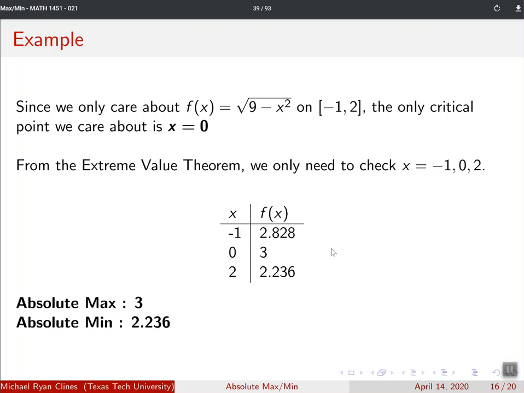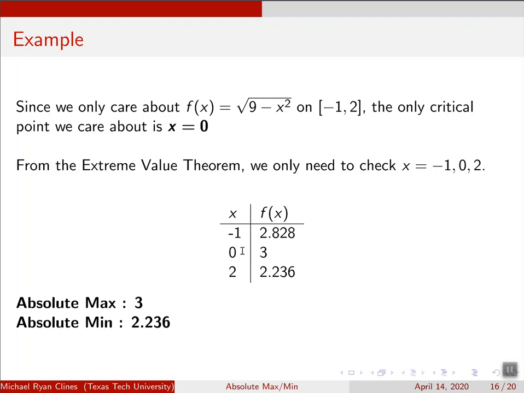And once again, I'd like to point out that I did not say the absolute maximum was 0. That's where the absolute maximum occurs, but it's not the absolute maximum. The absolute maximum is 3. Same thing with the absolute minimum. The absolute minimum is not 2. It's 2.236. x equal to 2 is where the absolute minimum occurs.